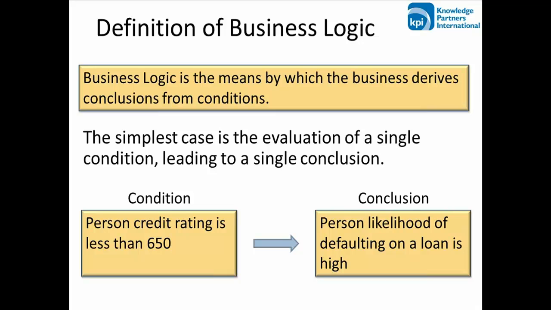In this example, the condition on the left is simply comparing a person's credit rating as being less than 650. So it's either less than or it's not. And if it is, then the conclusion is that that person's likelihood of defaulting on a loan is high. And we say that because this is something that a business person has told us. They have told us this is how the business wants to come to this conclusion. They're going to look at credit rating, nothing else, and they're going to come to this conclusion.